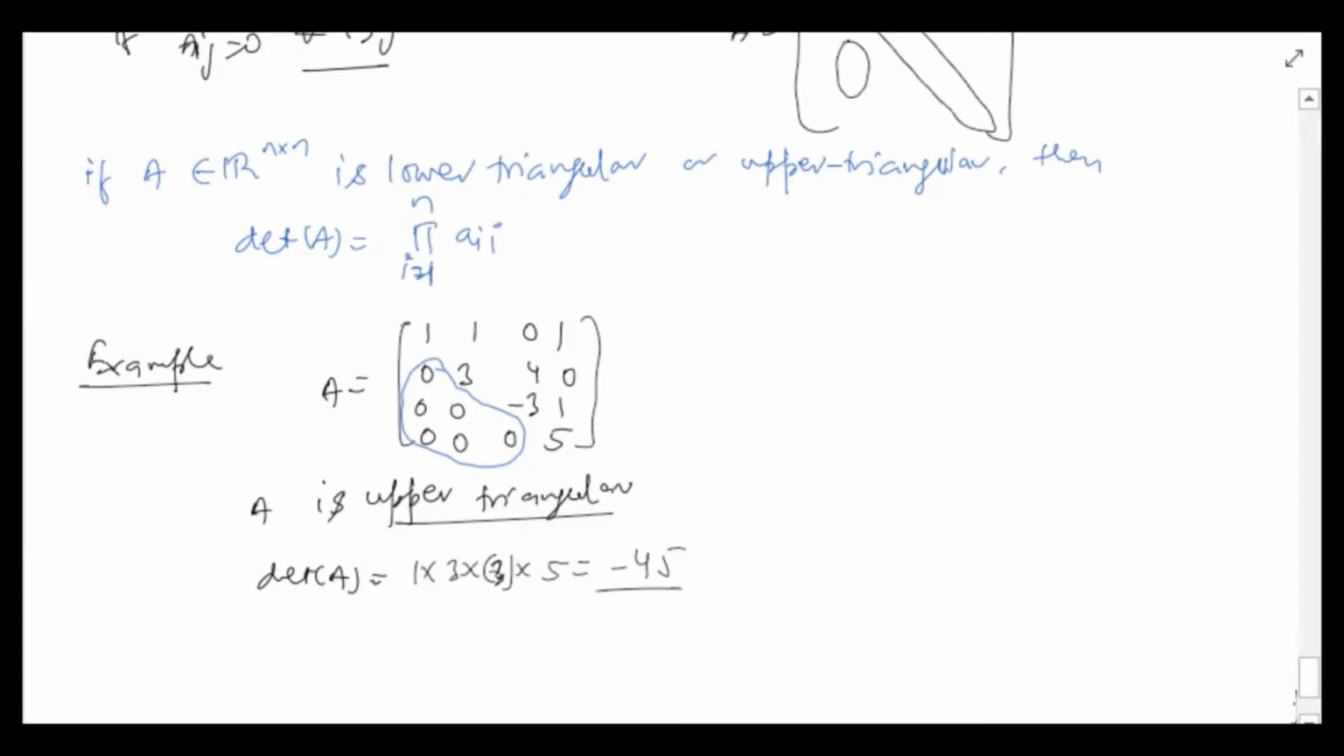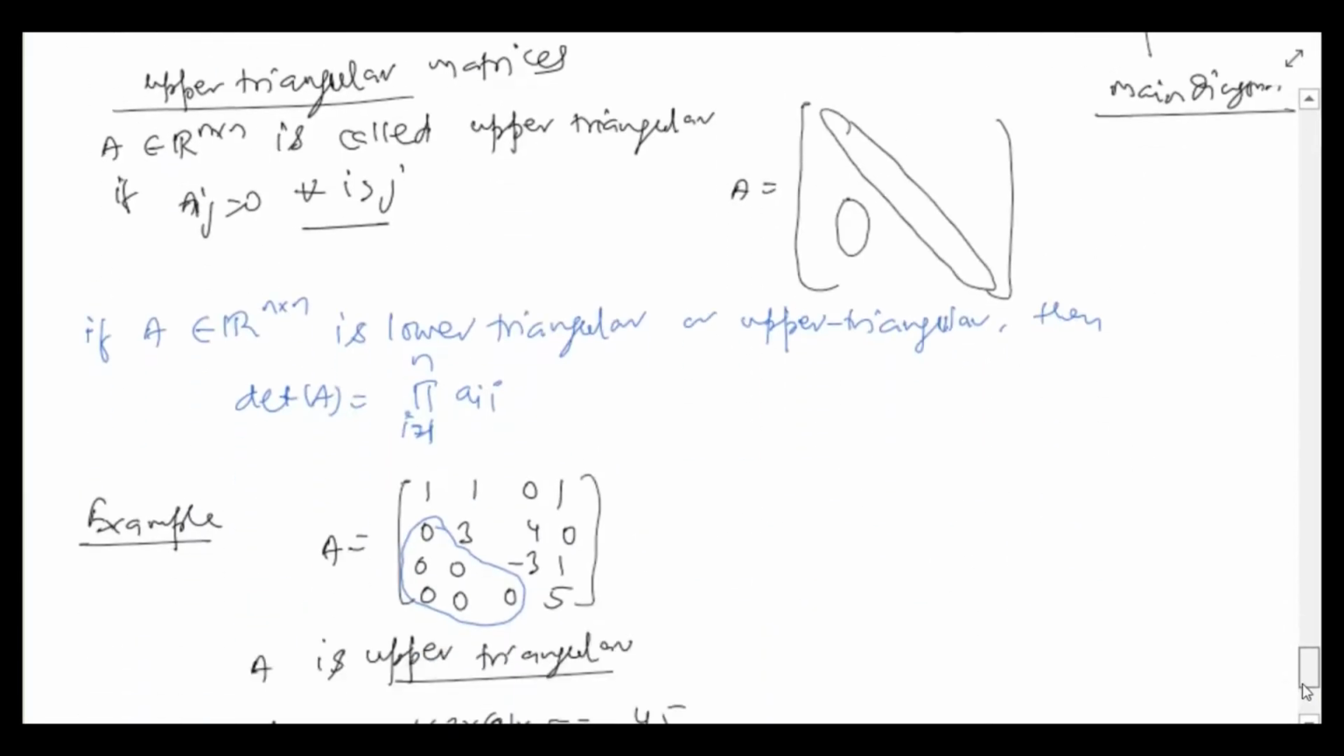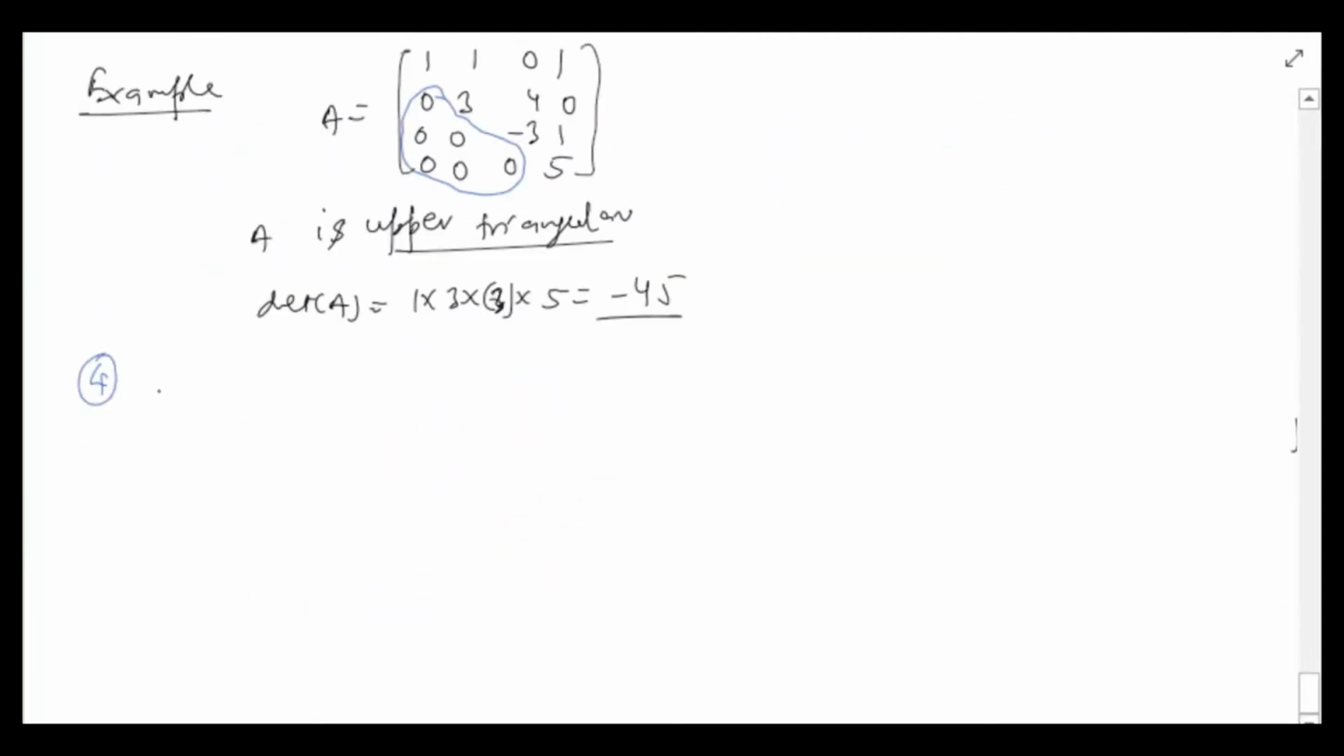Okay. We now move to the next property of determinants, which says that determinant of A is the same as the determinant of its transpose. This is number 4, which says that determinant of A is the same as determinant of A transpose.